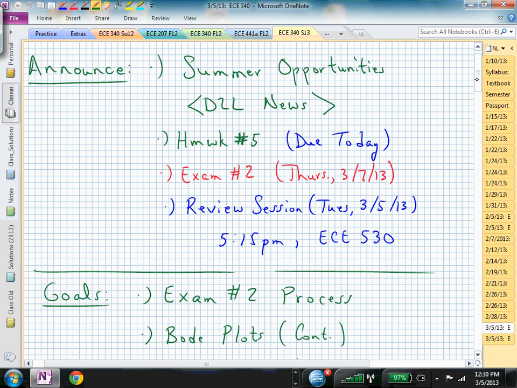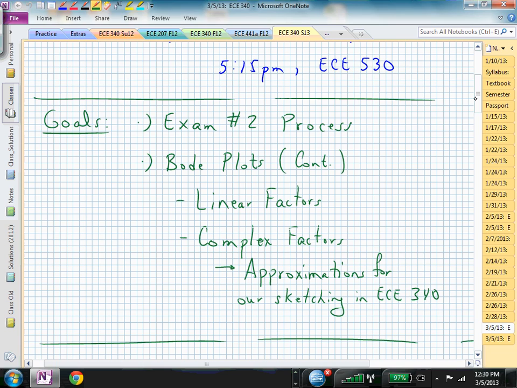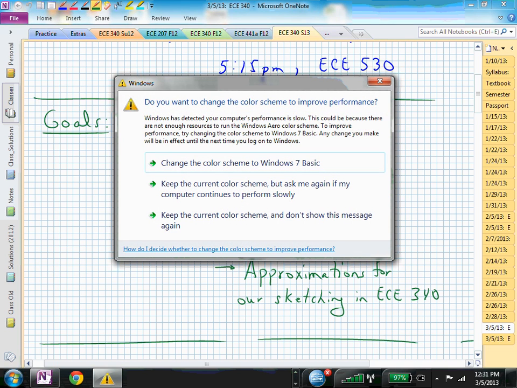What I want to do today is simply state the process for exam number 2. That should be consistent with exam number 1 as far as the procedures that we'll follow, and we'll then pick up with Bode plots where we left off with linear factors. We'll talk about complex factors, the two sort of extreme cases for complex factors, and then how we will go ahead and approximate those complex factors.